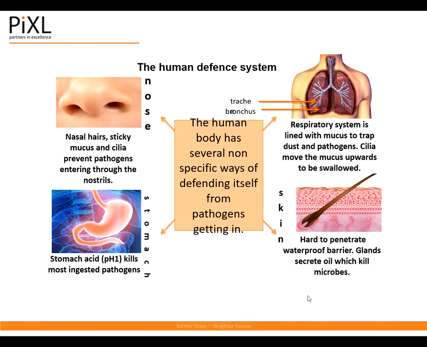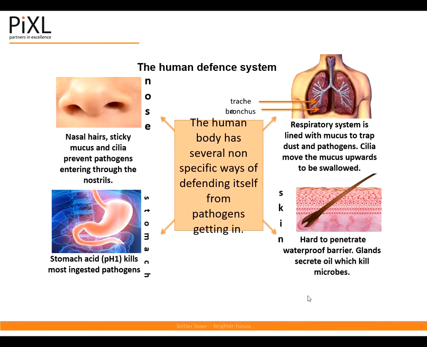So what we have initially is a way of trying to stop these pathogens getting into the body. And these methods are called non-specific ways. First of all, in your nose, when you breathe in and out, there are hairs and sticky mucus, and then the cells contain even smaller hair-like structures called cilia that trap the bacteria or the microorganisms and stop them going in through your nose. So it's always better to breathe through your nose.